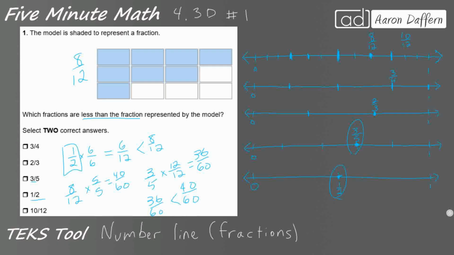And so we have these two fractions. We've got this 1/2. We've got this 3/5 that we saw right here. We used both a number line and we did it algorithmically. So what we would want to say would be that 3/5 is less than 8/12ths. And then we would also want to say 1/2 is less than 8/12ths.